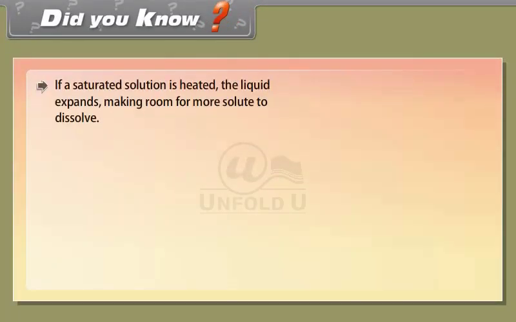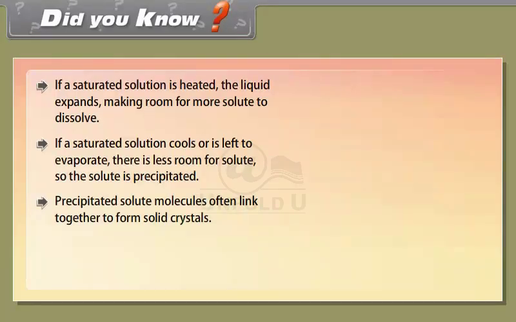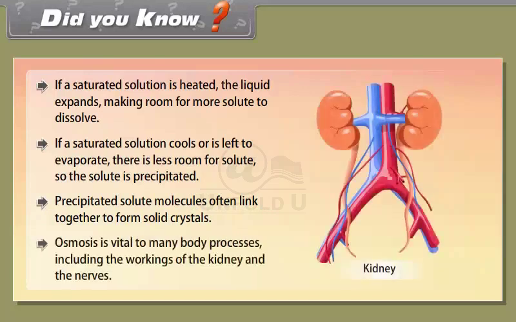Did you know? If a saturated solution is heated, the liquid expands, making room for more solute to dissolve. If a saturated solution cools or is left to evaporate, there is less room for solute, so the solute is precipitated. Precipitated solute molecules often linked together to form solid crystals. Osmosis is vital to many body processes, including the workings of the kidney and the nerves.